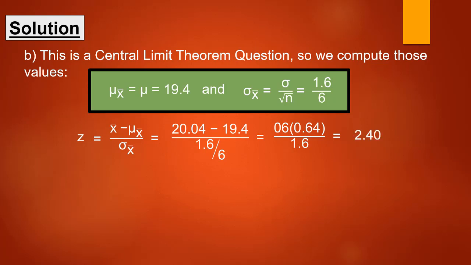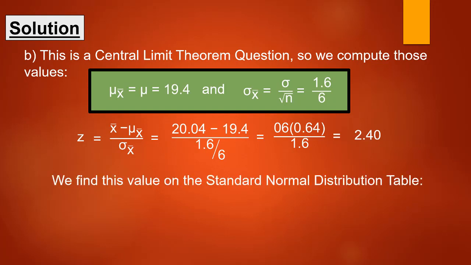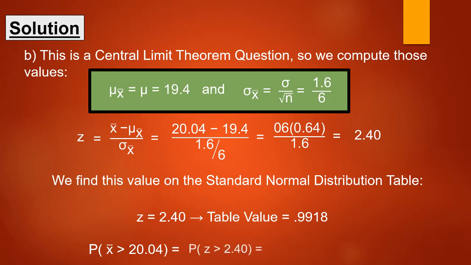That's the z-score. So when we find the z-score, we use that to find the table value. And again, this is still greater than, so this is still area to the right. When we find that table value, we have to do 1 minus the table value to find the actual area and probability. So you look up the 2.40, the table value is 0.9918. But to find the probability, we do 1 minus the 0.9918, and that's going to be 0.0082.